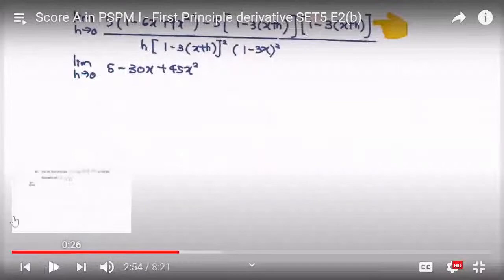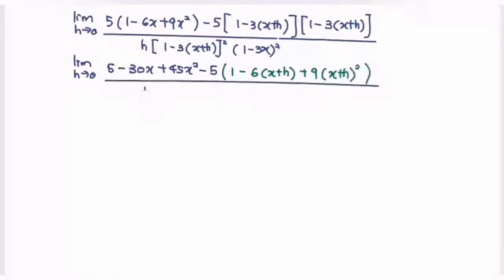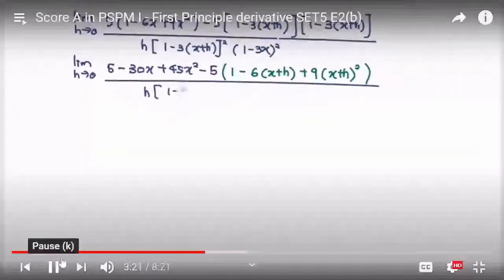Minus the 5, kindly expand the situation and we will have 1 multiplied with 1 minus 6(x plus h) plus 9(x plus h) squared over h times (1 minus 3...). Okay, boleh? So saya dah bagi sedikit idea kan? Tak apa, you buat. Faham tak? Yang dah buat bagus. Okay, yang dah buat bagus.